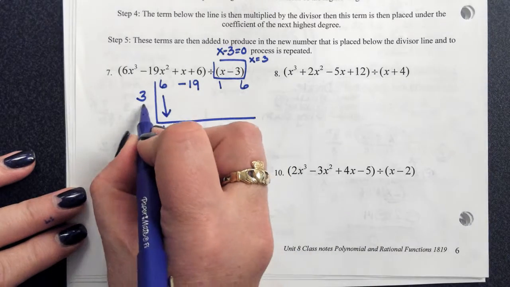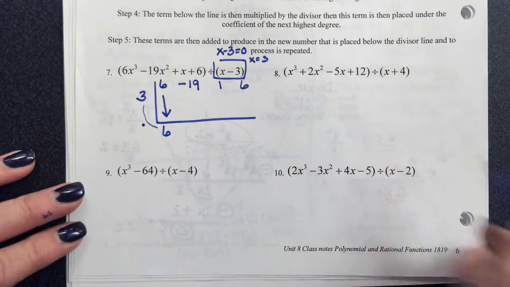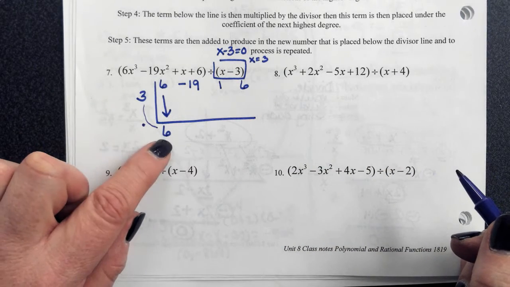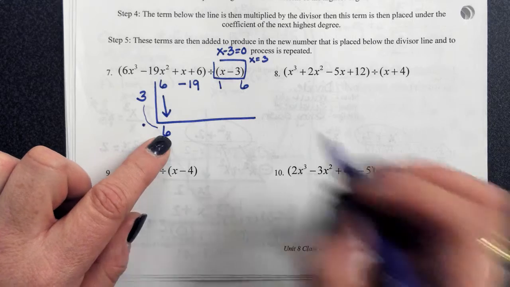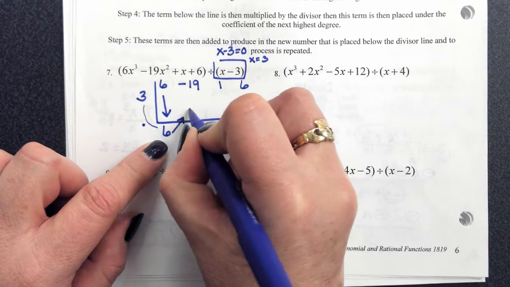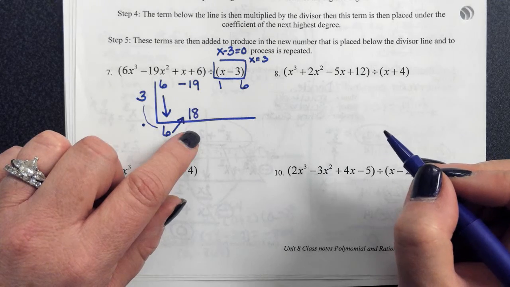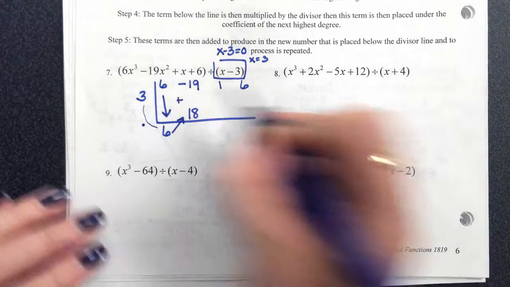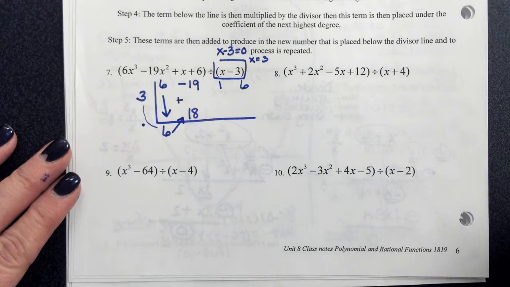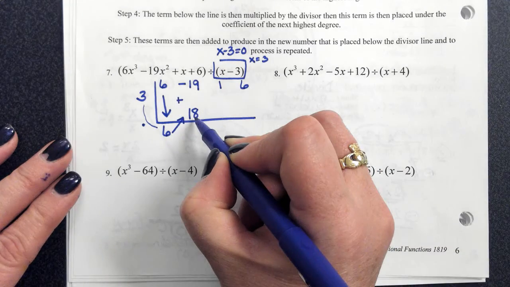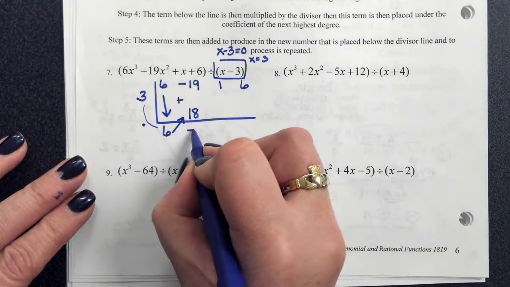You multiply on the outside. So I'm going to multiply 3 times 6. And what is 3 times 6? That gives me a what? 18. So I bring that product up. I place it under the next coefficient. I add on the inside of the box. So what is negative 19 plus 18? Negative 19 plus 18 is a what? Negative 1.